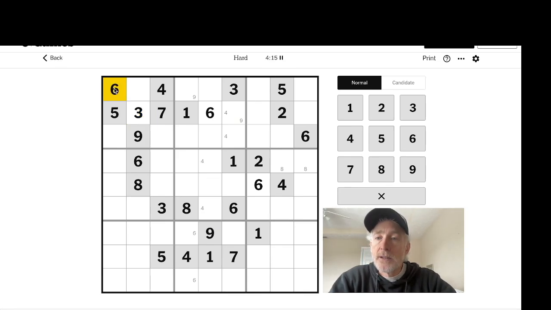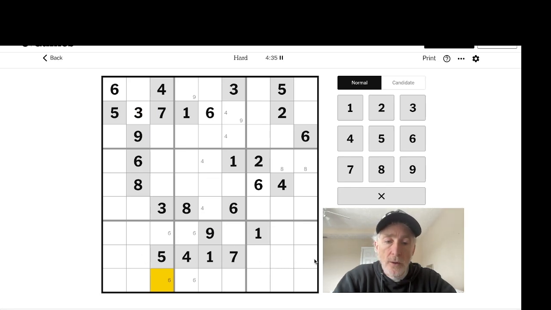And now this 6 looks down into this box, and 6 is going to be in one of these two cells, which is going to let us place another 6 because these 6s now can't go here. So this row needs a 6. And it can't go here or here either because of these 6s. So we're going to place that 6 actually.